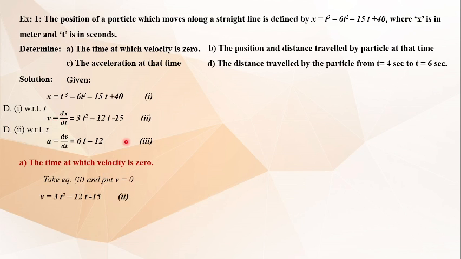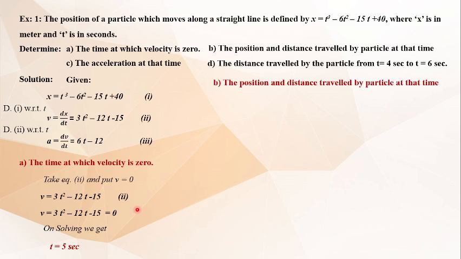So here, in equation number 2, v is equal to 0. I have a quadratic equation, and solving that quadratic equation I got t equal to 5 seconds, and the other value of t was negative, so I have eliminated that negative value. So this is the time where the velocity will be equal to 0.